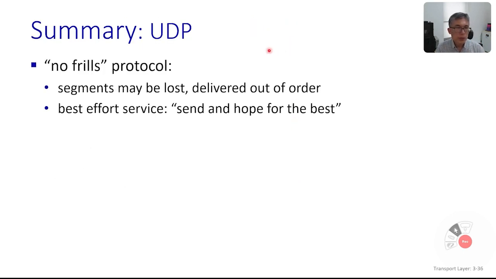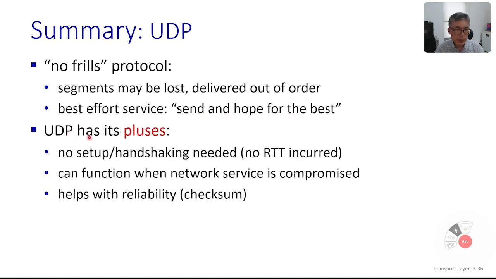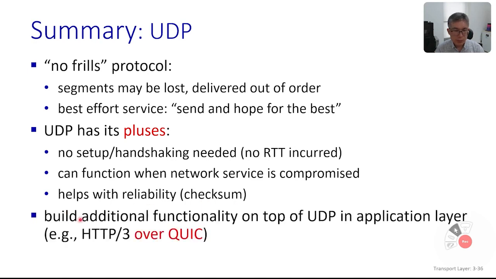So, to summarize UDP: it is a no-frills protocol, which means just a simple protocol with no decorated protocol functions. Segments may be lost or delivered out of order. It is best-effort service on top of IP: send and hope for the best. However, UDP has its pluses: no setup handshaking is needed, its overhead is less than TCP, and no RTT is incurred. UDP can function when network service is compromised. And UDP helps with reliability through the checksum. Additional functionality can be built on top of UDP in the application layer, for HTTP/3 using QUIC. QUIC is a new transport protocol used in Google Chrome.